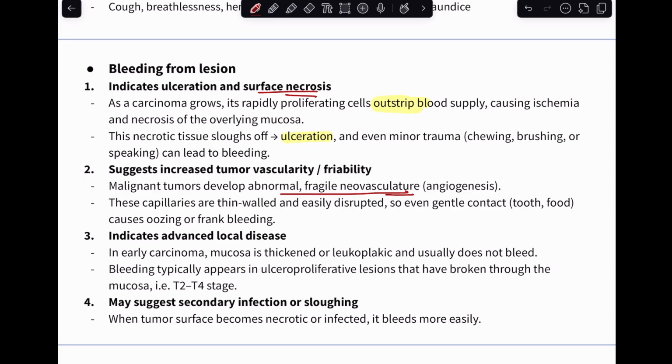frank bleeding. Third, if there is bleeding from the lesion, it can also indicate the presence of advanced local disease. Usually in early cancers, we do not find bleeding because the mucosa is very thick. It has not yet started breaking down. In the advanced stages, maybe T3, T4, the bleeding typically happens because they have broken through the mucosa. And last of all, if we have secondary infection, in that case also we can see bleeding happen more easily. So these are all the reasons why a malignant ulcer may bleed, and these are all the inferences that you can draw from it.